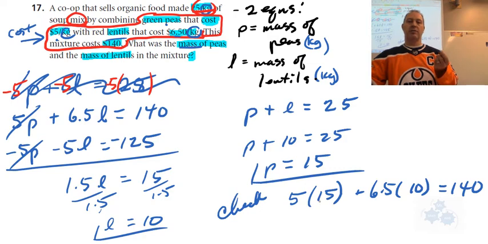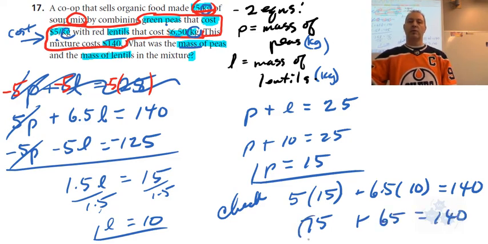5 times 10. Look at 10. 5 times 10 is 50. And then 5 times 5 is 25. So 50 plus 25, 75. Times 10 is easy. Just move the decimal place over 1. So that's 65 is 140. And of course, 70 and 60 is 130. And 5 and 5 is 10. So 130 plus 10, 140.